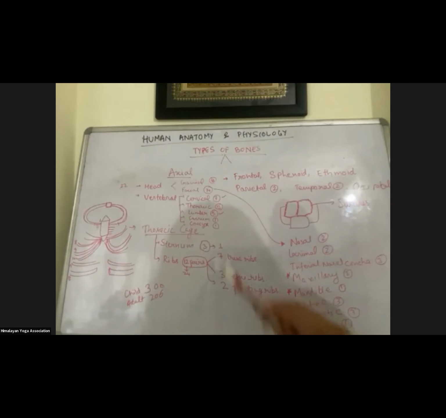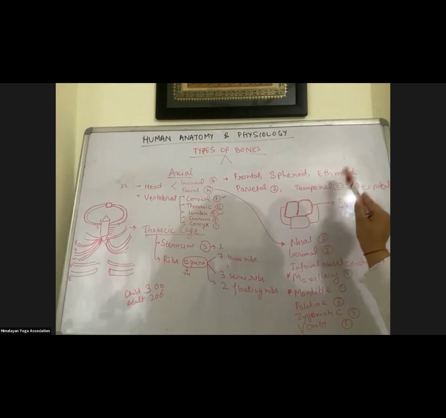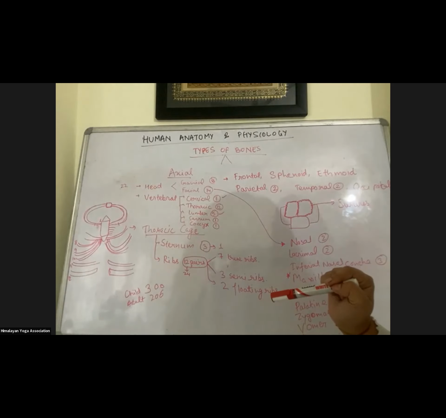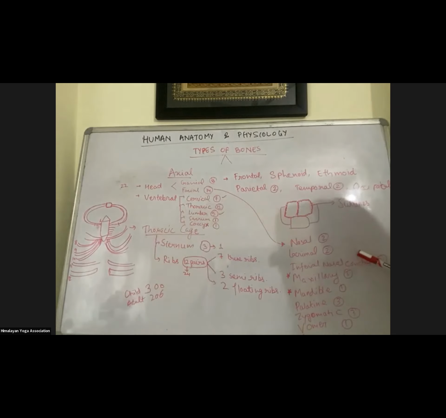Now in cranial we have 8 bones: frontal, sphenoid, ethmoid, parietal, temporal, and occipital. In facial we have nasal, lacrimal, inferior nasal concha, maxillary, mandible, palatine, zygomatic, vomer and mandible, they are one. Otherwise the rest of them are in pairs. I think everything is clear here, and take a screenshot.